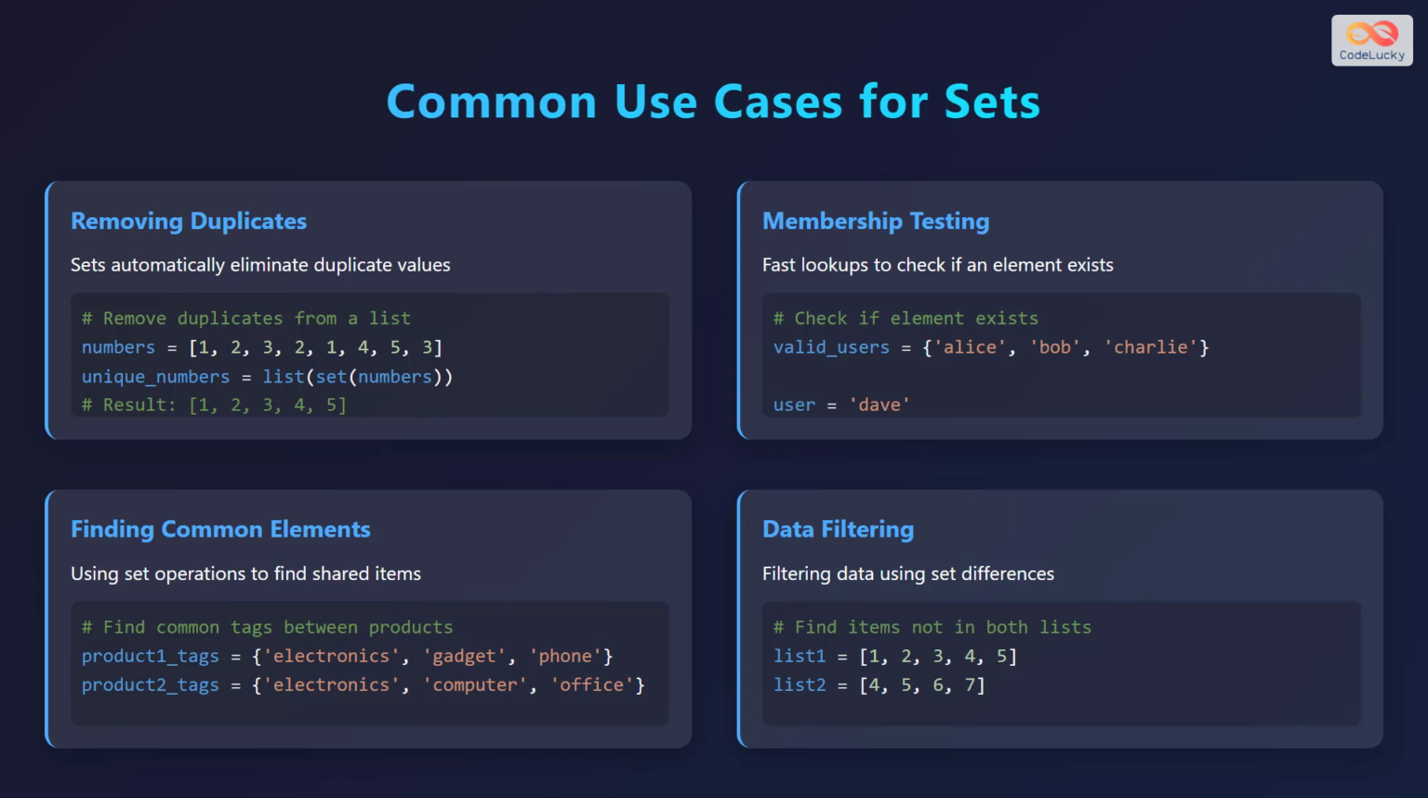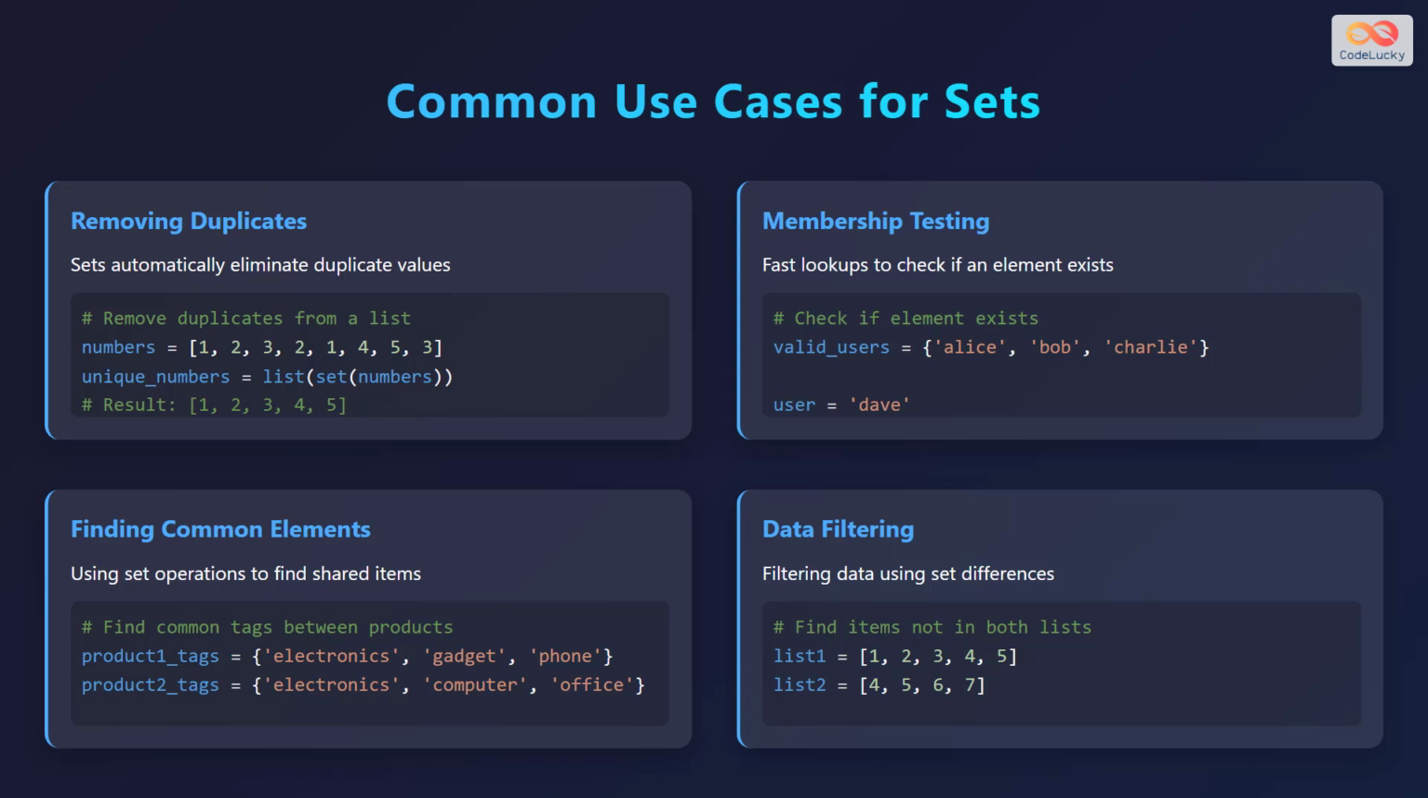Second, sets are very helpful in membership testing. Sets offer fast lookups to check if an element exists. For example, valid_users = {"Alice", "Bob", "Charlie"}. If user in valid_users: print "Access granted", else: print "Access denied".